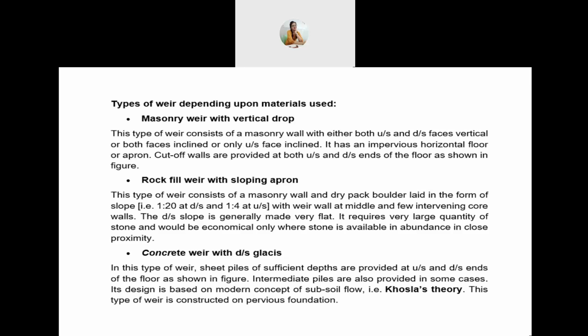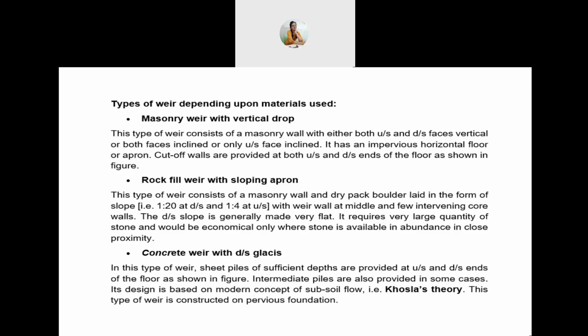Next, rockfill weir with sloping apron. So this type of weir consists of a masonry wall and dry packed boulder laid in the form of slope, that is 1:20 at downstream and 1:4 at upstream, with weir wall at middle and few intervening core walls. The downstream slope is generally made very flat. It requires very large quantity of stone and would be economical only where stone is available in abundance in close proximity. The third one is concrete weir with downstream glacis.